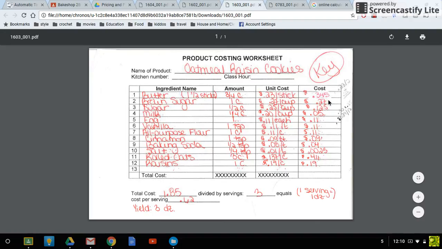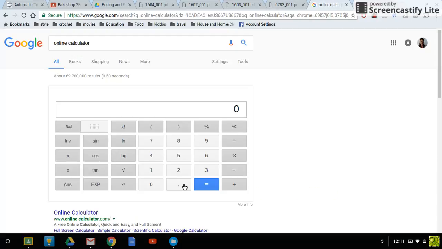Now here's where the math comes in. You're going to take the measurement or amount you need for the recipe and the unit cost, and then figure out what the exact cost is for the exact measurement you need for this recipe for this item. So I know it's 23 cents per stick, but I can't write 23 because I need 3/4 of a cup, which is 1.5 sticks.